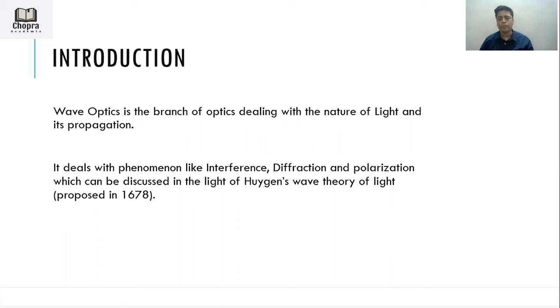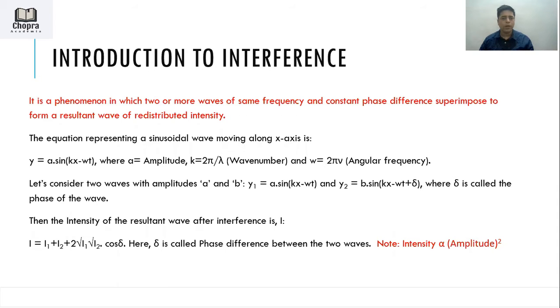Introduction to interference. It is a phenomenon in which two or more waves of the same frequency and constant phase difference superimpose to form a resultant wave of redistributed intensity. So you all are very familiar with the basic equations of interference, and it will be very easy to start with.